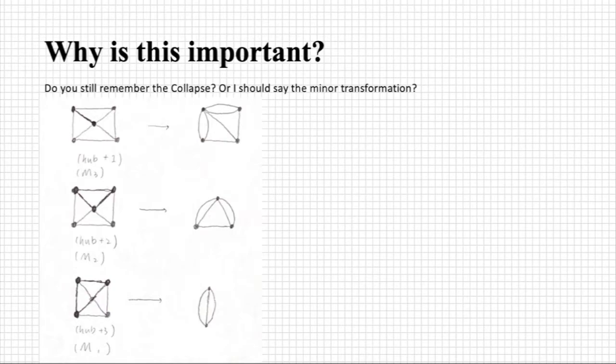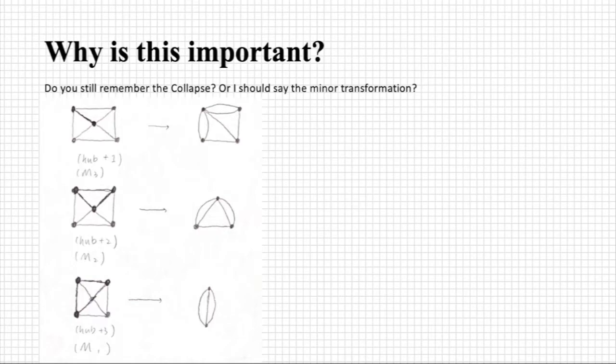Okay, so why is that important? Do you still remember the collapse? Or should I say the minor transformation? So take a look at the graph below. It is basically a collapse based on the varying size of the cycle. So on the first row, we want to collapse just one vertex. On the second, we want to collapse two vertices. Eventually, that would become a triangle. And on the third row, we are going to collapse three vertices, which is eventually going to be a larger triangle.